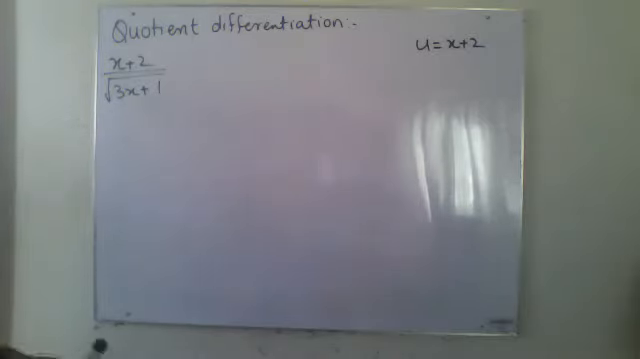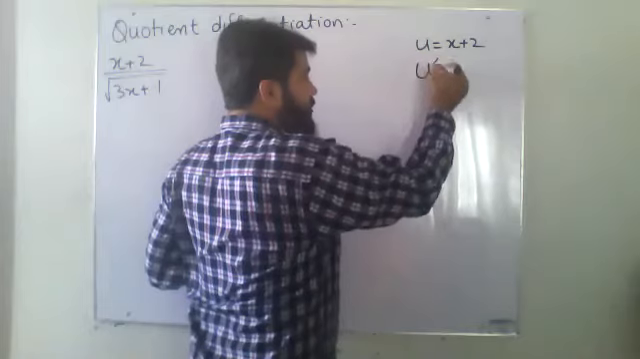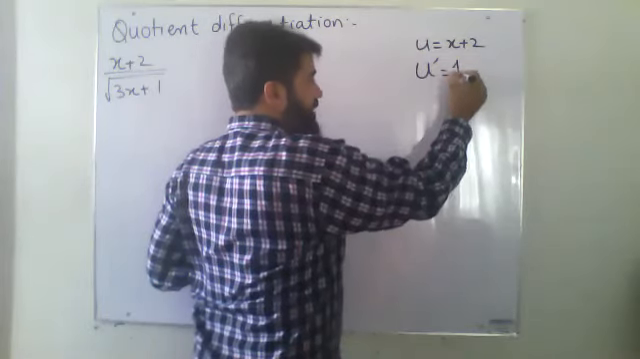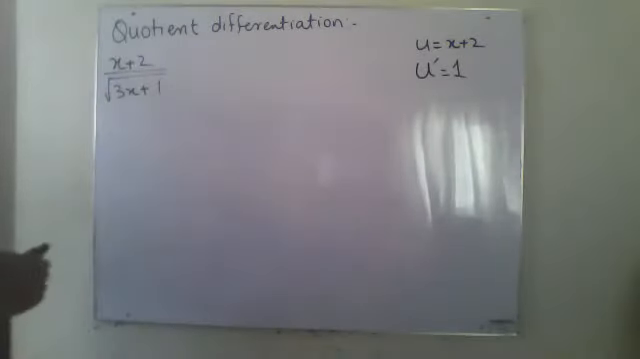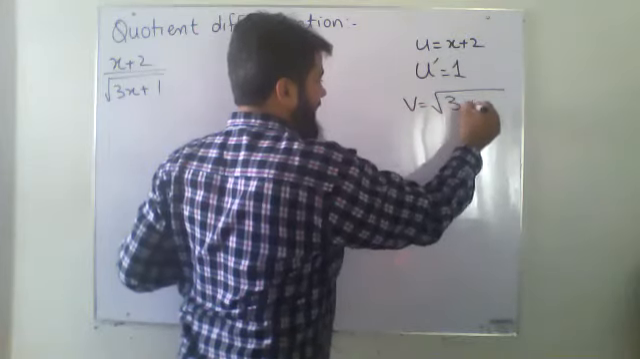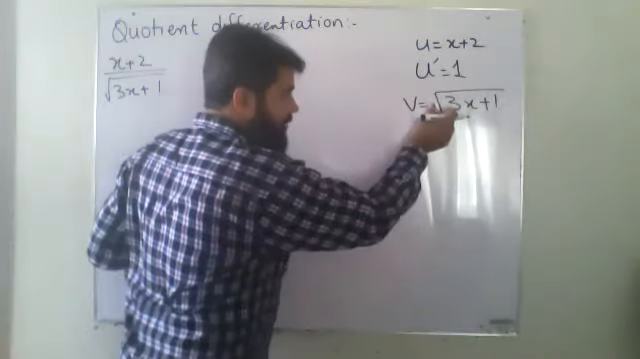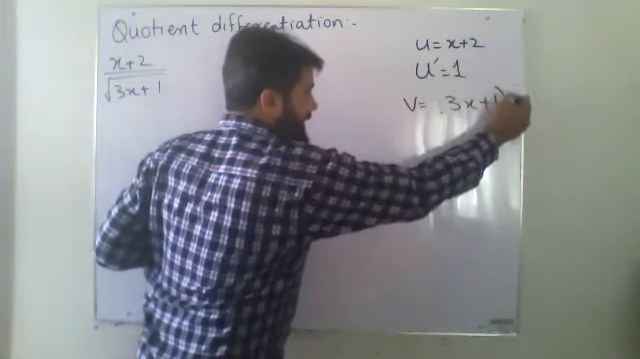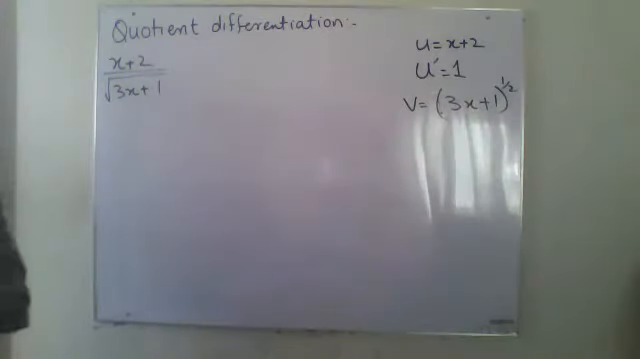So I've written my u over there, and I need u differential. Differential of x will be 1, differential of 2 will be 0, so I'm not going to write that one. Next thing, v. v is under root 3x plus 1. When I am going to differentiate it, under root 3x plus 1 can be written as power half.